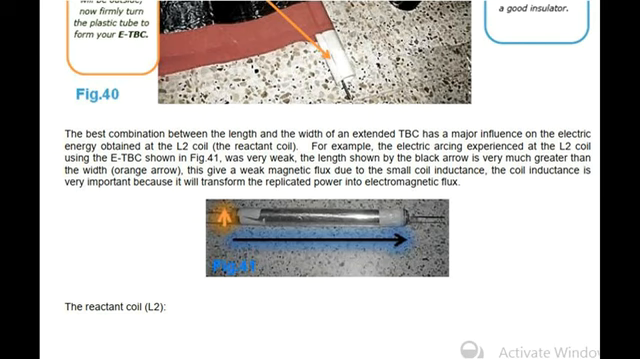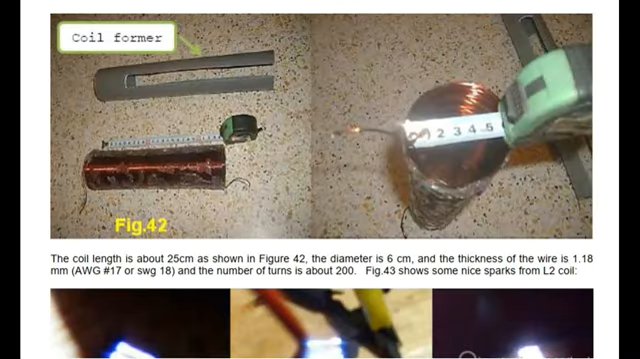This gives a weak magnetic flux due to the small coil inductance. The coil inductance is very important because it will transform the replicated power into electromagnetic flux. The reactant coil, L2. Coil former.